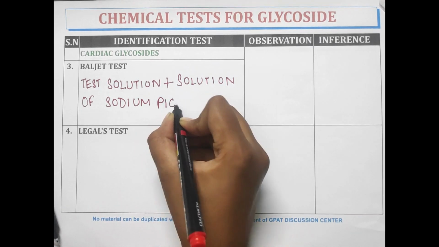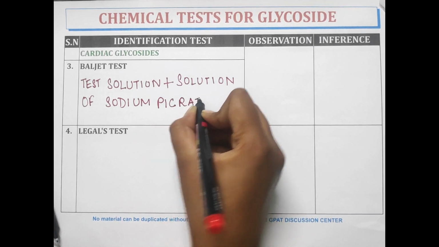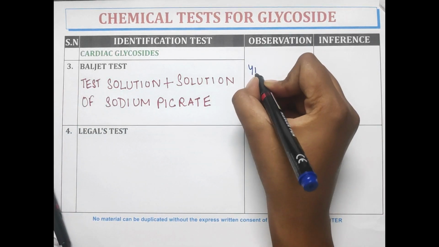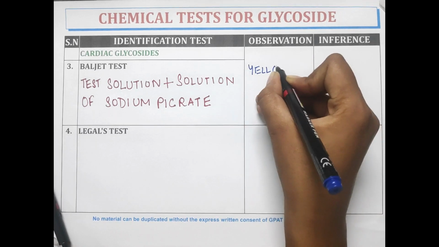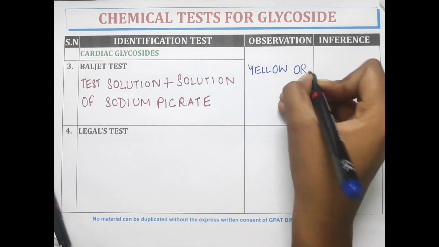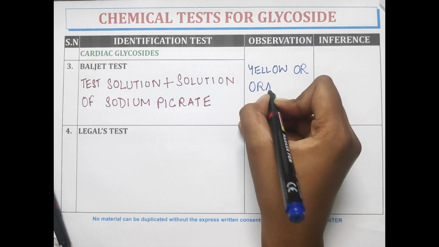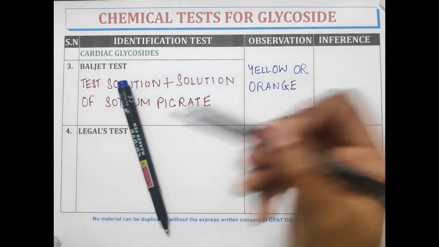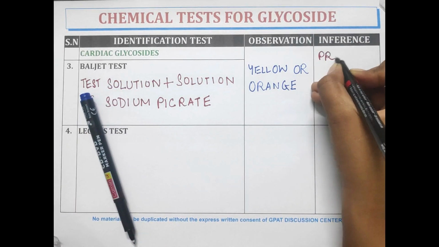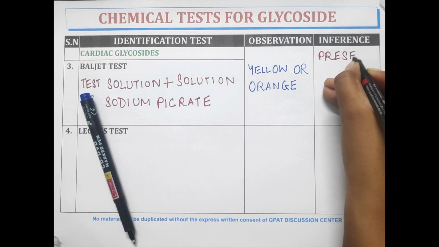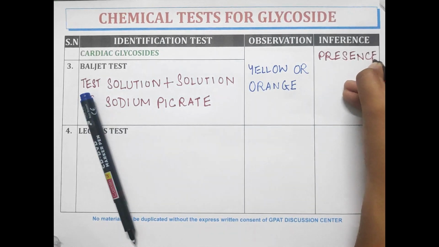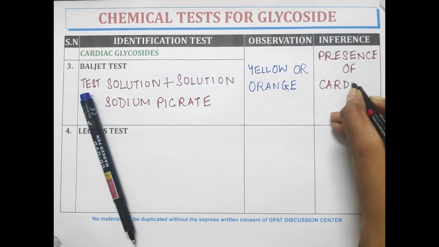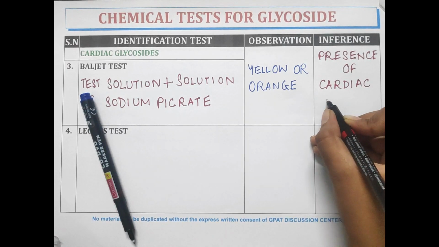In Baljet test, the solution is mixed with sodium picrate solution. A yellow or orange color is obtained, which indicates presence of cardiac glycoside. This was Baljet test.